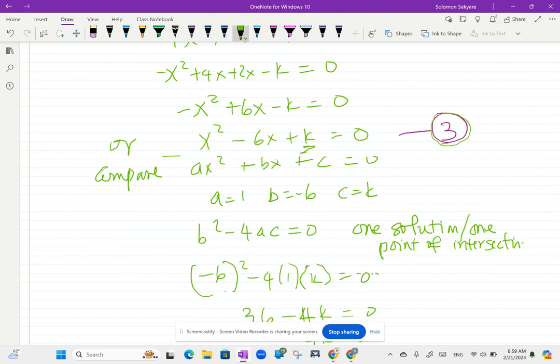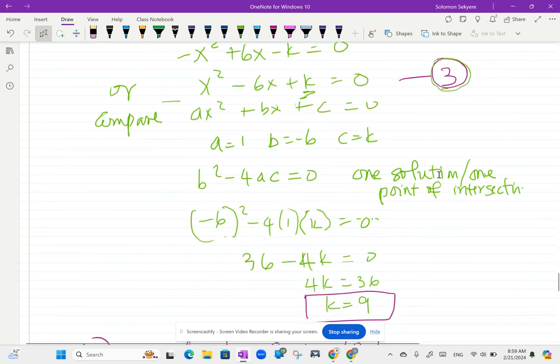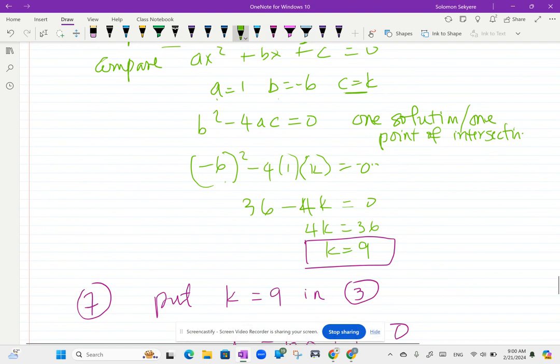All right, don't be lost. Okay, keep on pushing. Be bold and logical. Persevere, don't quit. Okay, so now if you compare, you see that A equals 1, B equals -6, and our C is just k. Okay? Plug it in. What's the condition for one point of intersection or one solution? The discriminant is equal to 0.